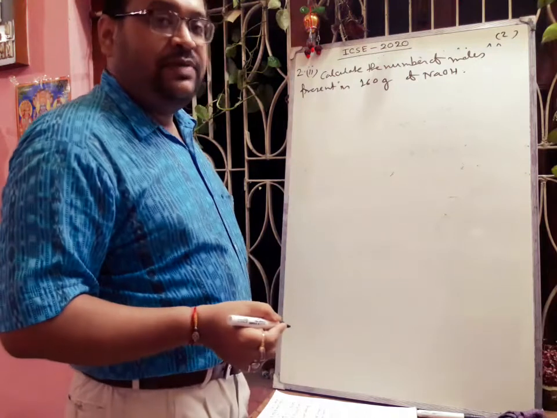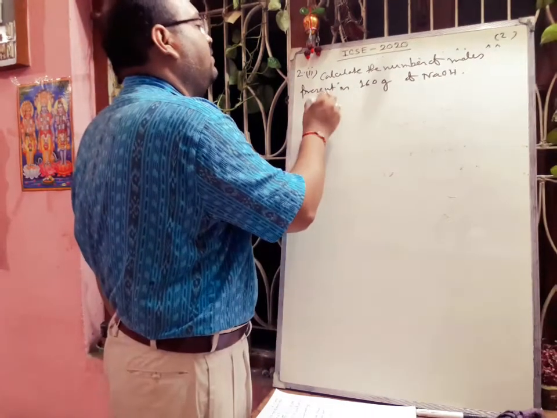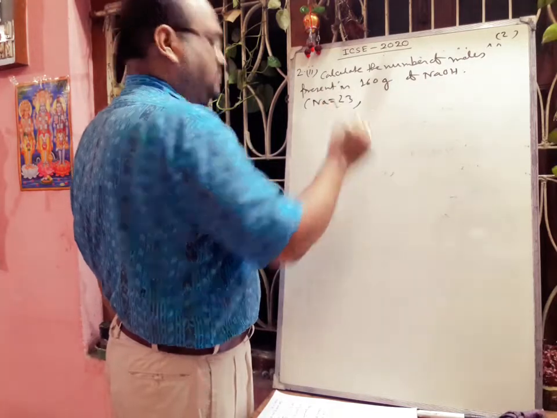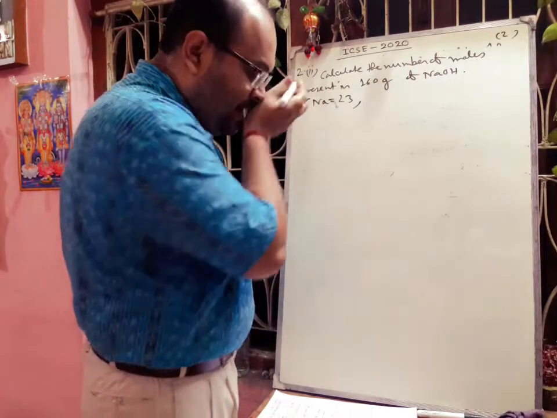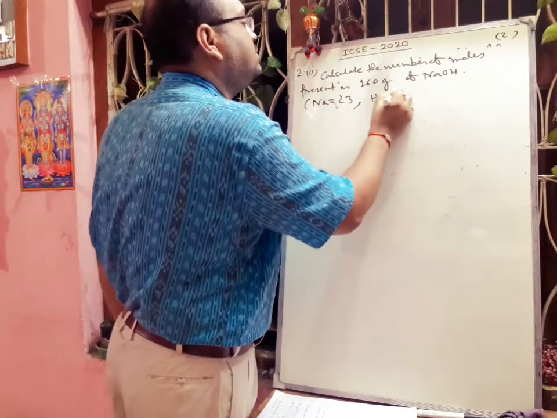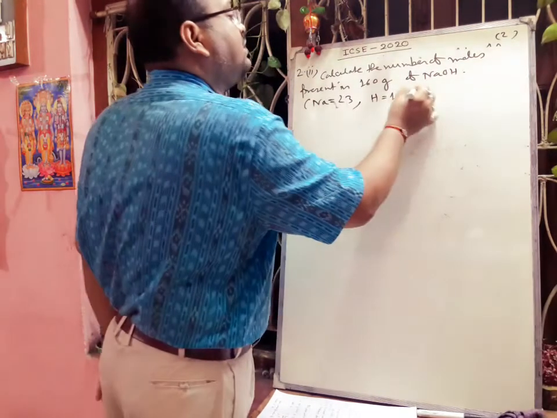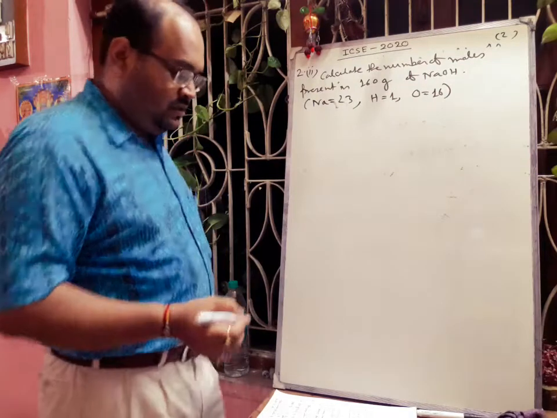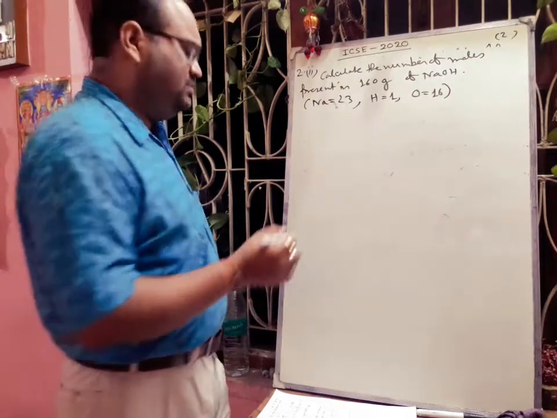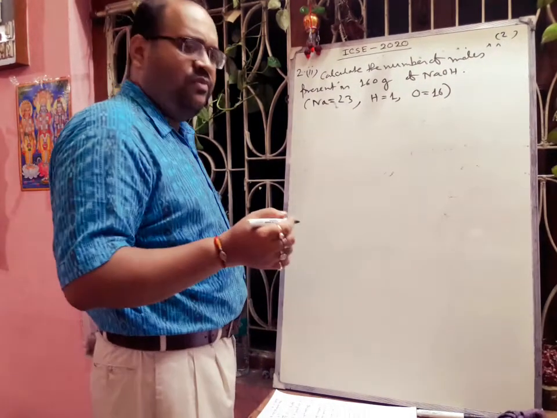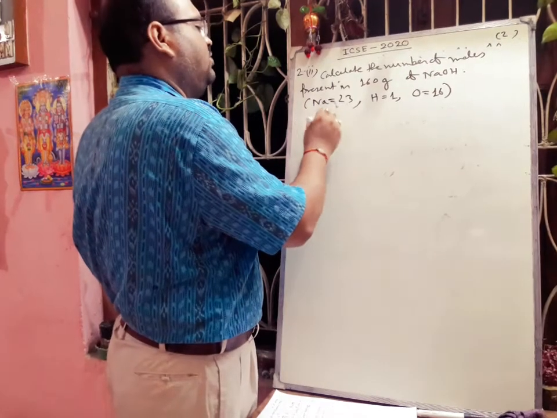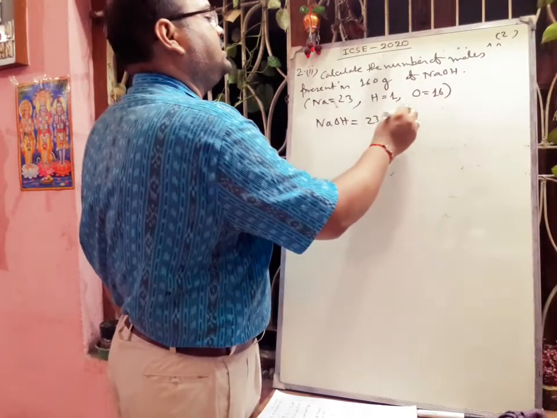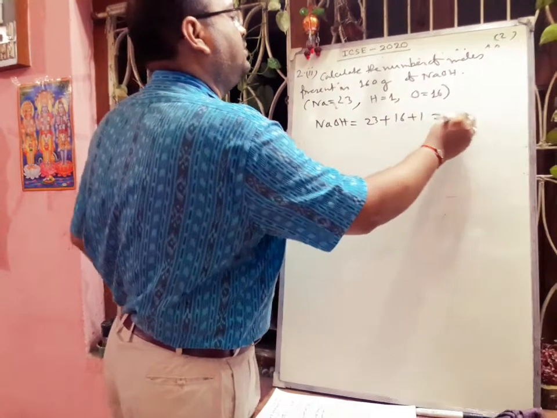Here atomic masses are supplied, that is sodium 23, hydrogen 1, oxygen 16. Now first we have to calculate the molar mass or gram molecular mass of NaOH. So NaOH molecular mass will be 23 plus 16 plus 1, that will be 40.